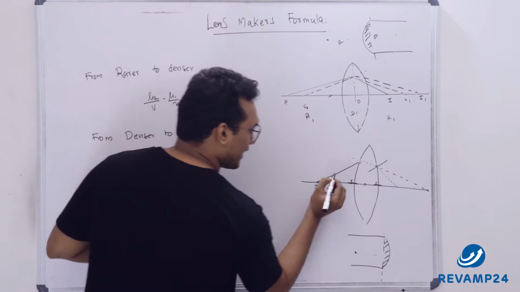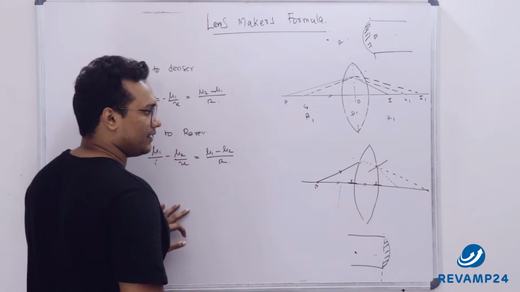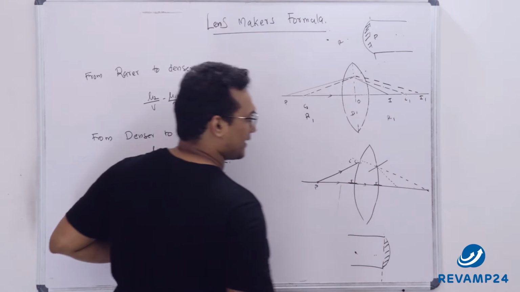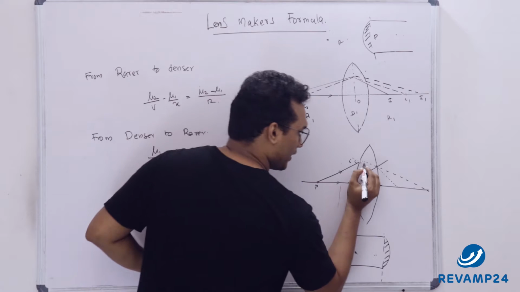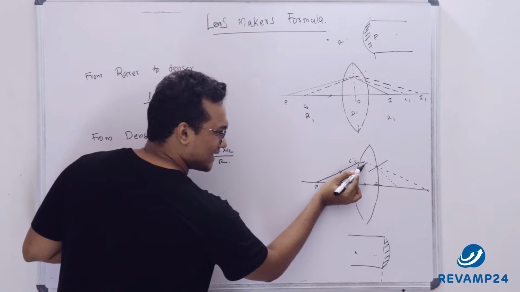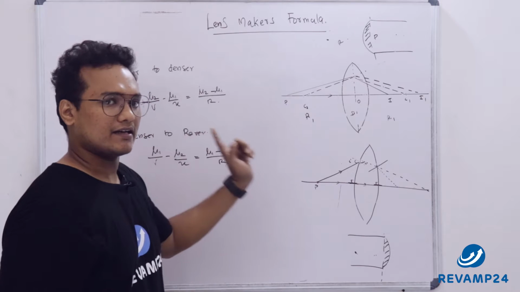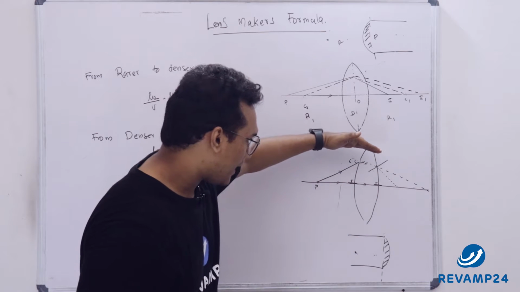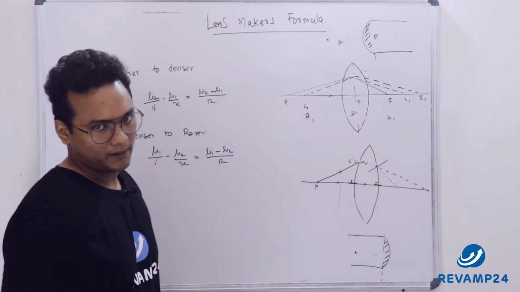And one next ray, this is the incident ray. Now from rarer to denser it is. Now this is the incident angle. Now this is my refracted angle. So the refracted angle would be less than the incident angle when it is entering from rarer to denser, because this refracted ray will bend towards the normal.